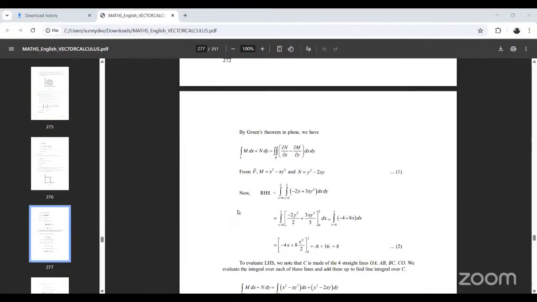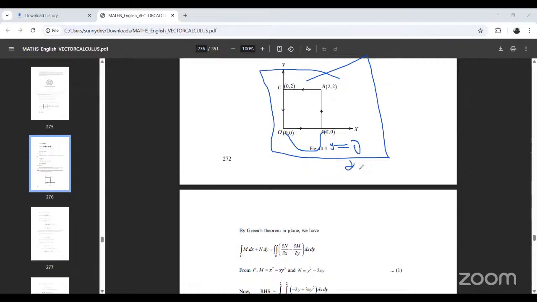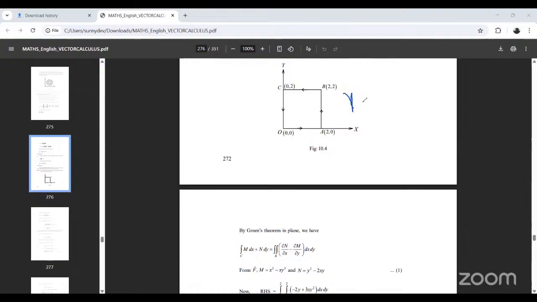So here that figure is very important. Here y is not changing, so we are checking y equal to 0. So y equal to 0 implies dy equal to 0. Now let's see this part, AB. x is not changing, so x equal to 2, then dx becomes 0.